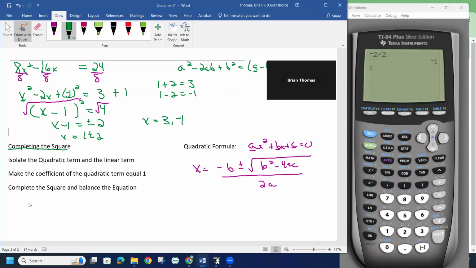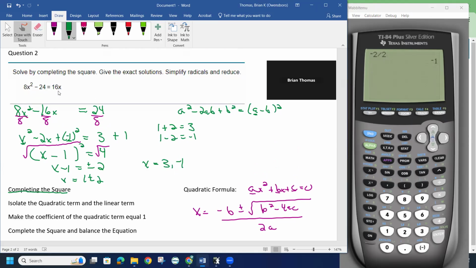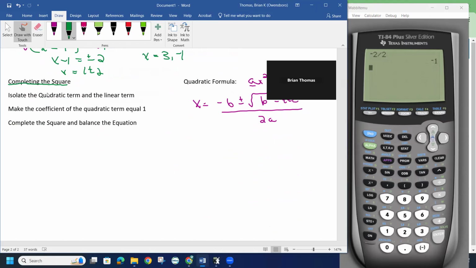Now for the quadratic formula, the equation has to be set equal to 0. So in this case, all I do is bring the 16x over to the other side. Let me write this down here. I have 8x squared.